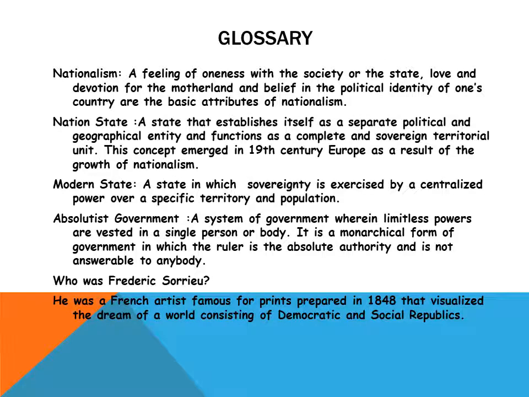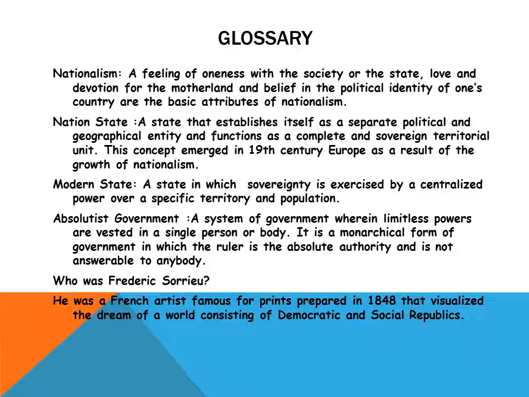Now let's see who was Frederick Sorrieu. He was a French artist famous for prints prepared in 1848 that visualized the dream of a world consisting of democratic and social republics. Next one, nationalism. Nationalism, a feeling of oneness with the society or the state, love and devotion for the motherland, and belief in the political identity of one's country are the basic attributes of nationalism.